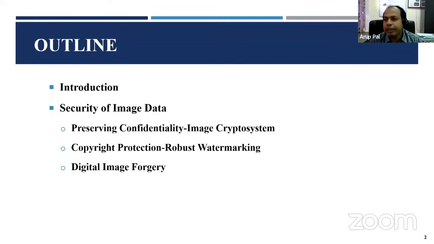And subsequently, we discuss another area called robust watermarking. The main objective of robust watermarking is to protect the copyright. What is the motivation behind robust watermarking, and how we can design a particular scheme, I want to show you. And finally, I want to present another area called digital image forensics. There you see this area in two aspects. One is called active forensics, which is basically known as fragile watermarking, and another is passive forensics.